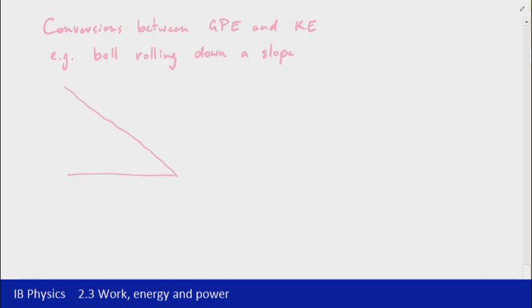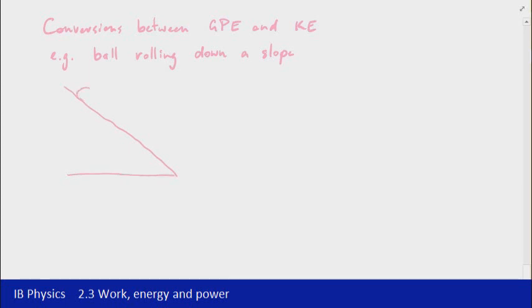that's the conversion, or conversions, between GPE and KE. And again, going straight to an example, in this case I'll be a little bit more specific. We're talking about a ball rolling down an incline, or rolling down a slope. And again, to simplify the matter, we're going to imagine that friction here is negligible.